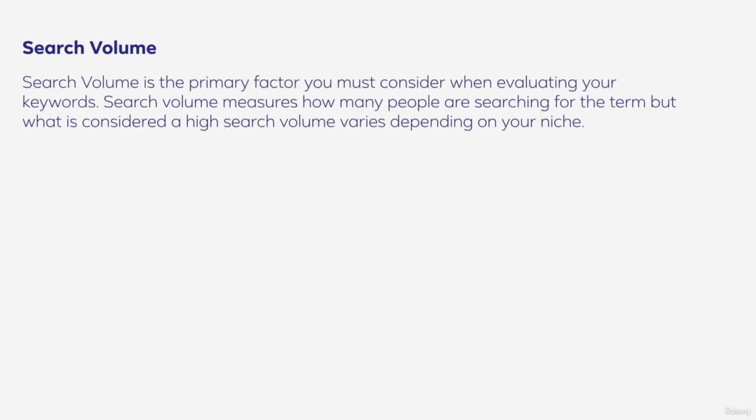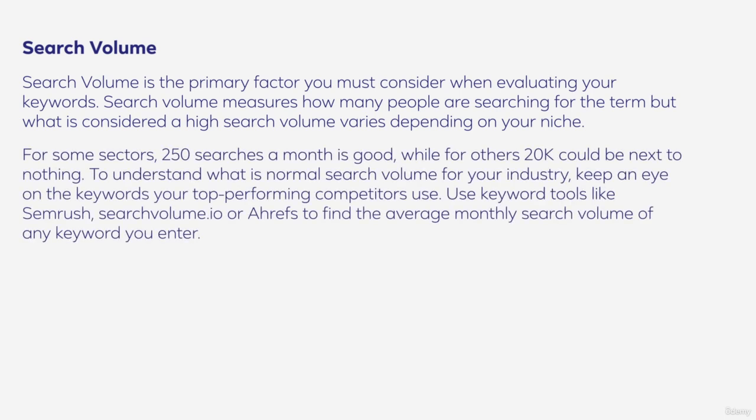Search volume. Search volume is the primary factor you must consider when evaluating your keywords. Search volume measures how many people are searching for the term, but what is considered a high search volume varies depending on your niche. For some sectors, 250 searches a month is good, while for others, 20,000 could be next to nothing. To understand what is normal search volume for your industry, keep an eye on the keywords your top-performing competitors use.